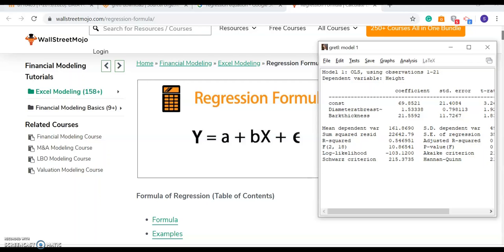And remember that the data that I'm using here will be different from yours. So you cannot simply copy and paste the answer that I have. You also have to run the regression on your own.